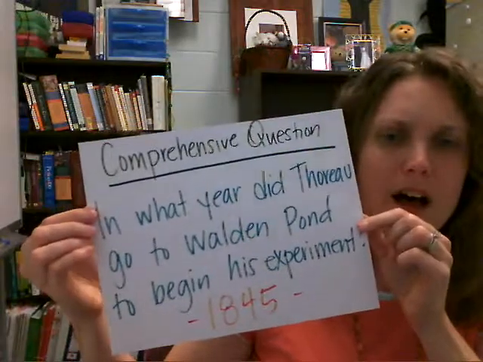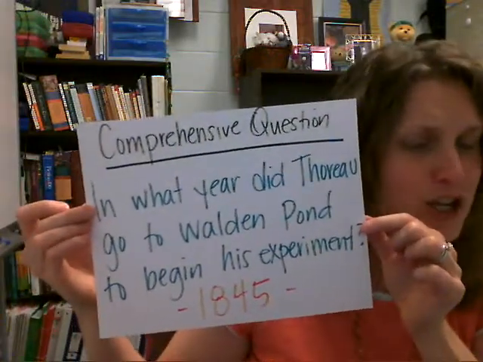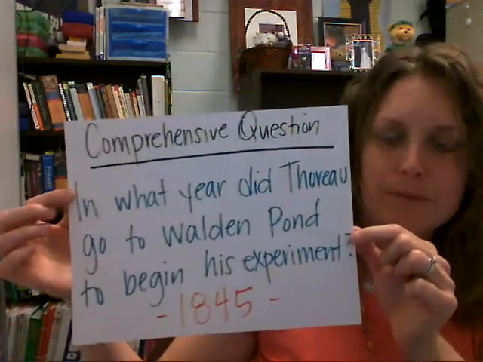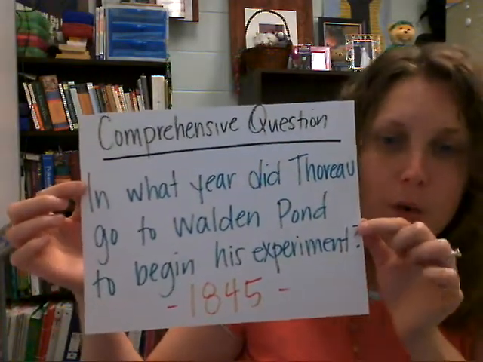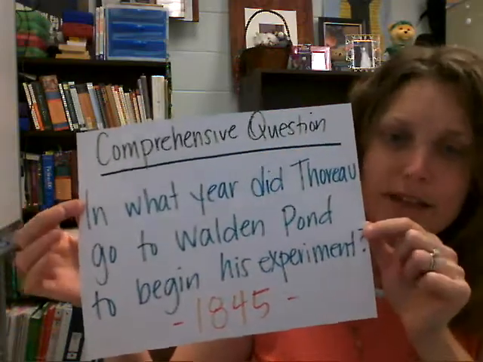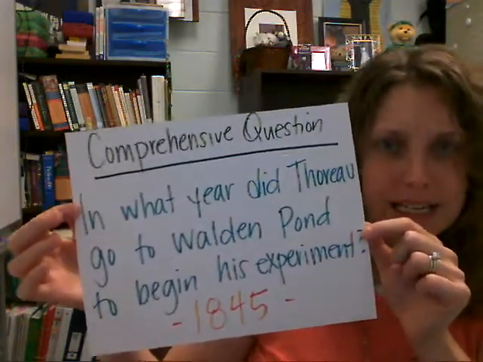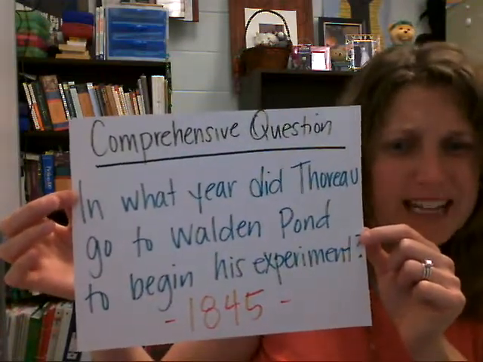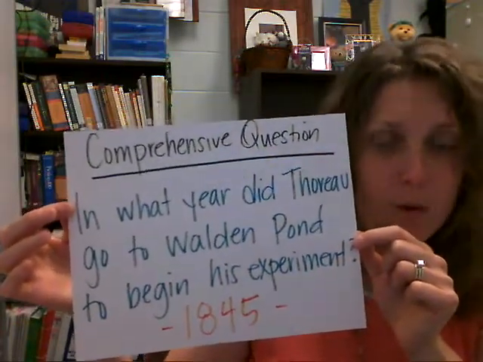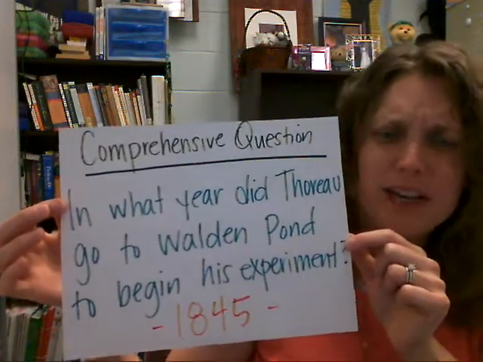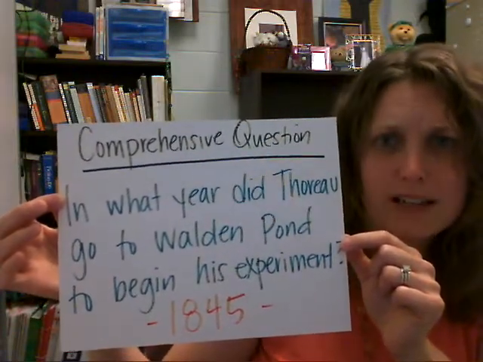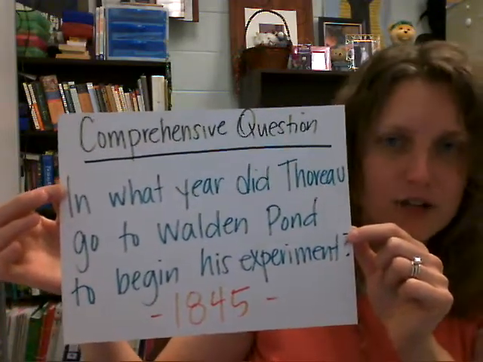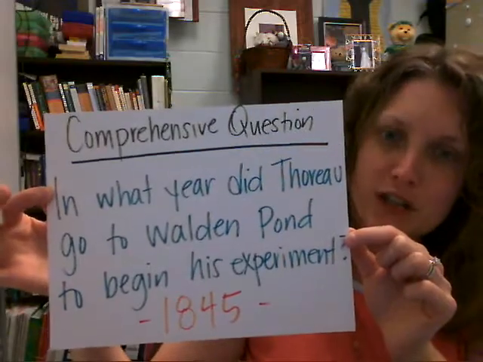This is an example of a comprehension-based question, and you want to avoid these. So let's look at this one. In what year did Thoreau go to Walden Pond to begin his experiment? Well, there's only one answer, 1845. This question is not debatable. You can't debate the fact that he went there in 1845. So there's no argument or opposing viewpoint or debate here. It's one strict answer and you can't change it. You want to avoid these type of questions.